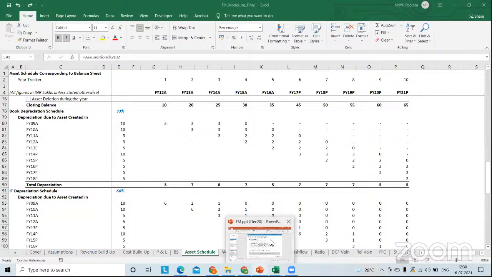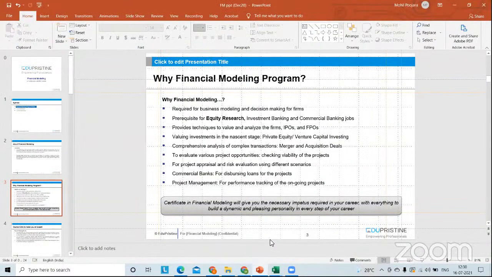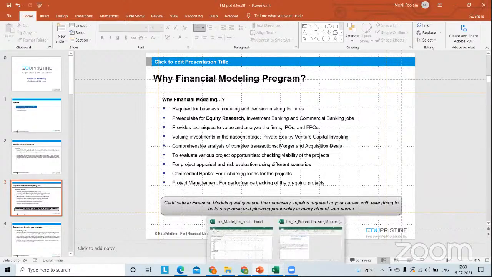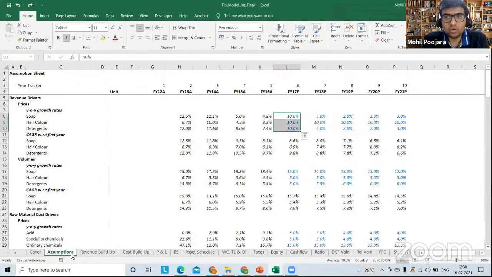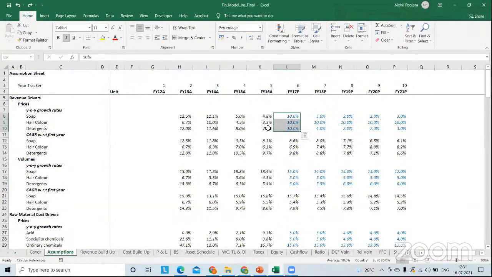Okay, Mohil. One more question, to understand. What is the assumption that we make in this financial modeling? We are assuming that business momentum is going to continue at the same pace, right? No macroeconomic factor changes? Yes. We do not. So that's another good question.